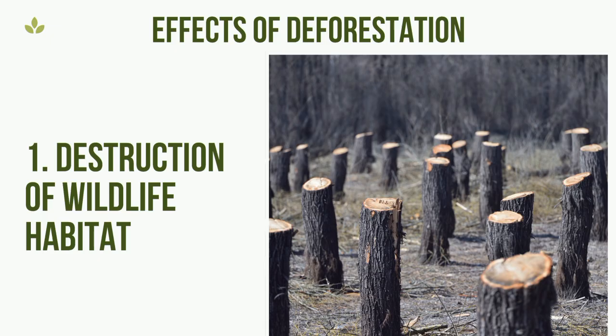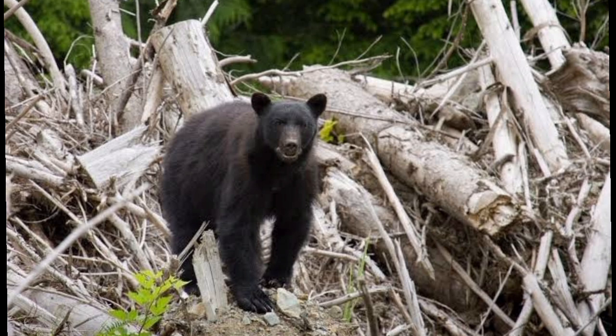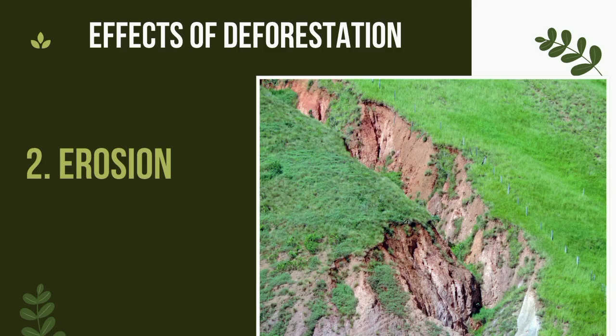Then effect of deforestation. Anytime you have deforestation, what is the major effect? Number one, destruction of wildlife habitat. Don't forget I told you that a forest area serves as a habitat for the animals. So when the forests are destroyed, then the habitat of the wildlife is also destroyed as well. So that is one of the major effects of deforestation.